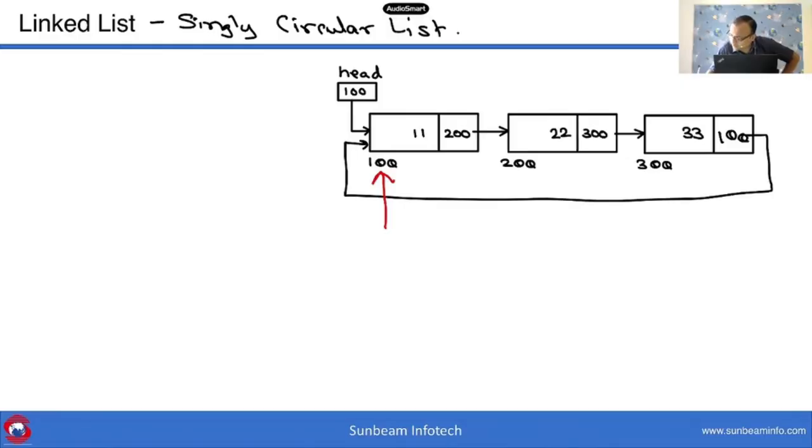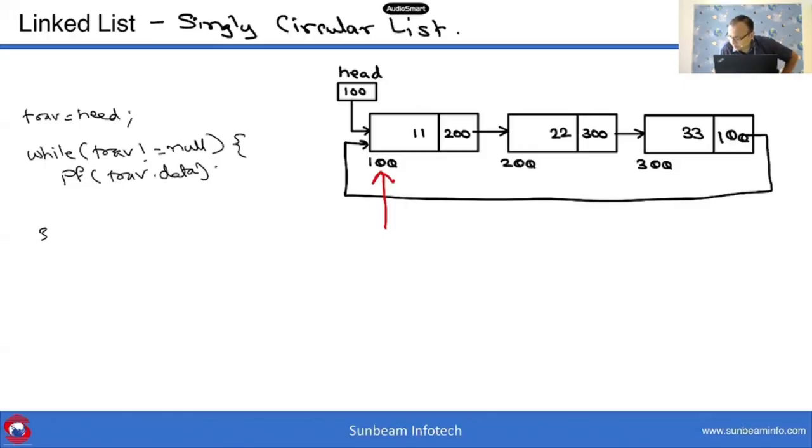Earlier code you have written in a very simple manner, simply saying trav is equal to head, while trav is not equal to null, print trav dot data, and then trav is equal to trav's next. Is it so? Yes, absolutely no issues. Now the question is that here there is no null at all. If you write the same code again, then this will go into an infinite loop. Yes, it will go into an infinite loop.